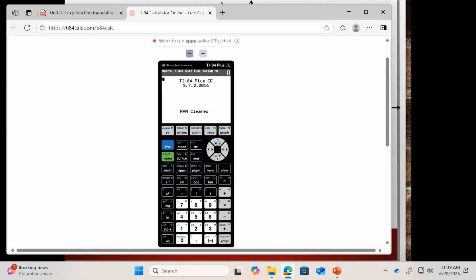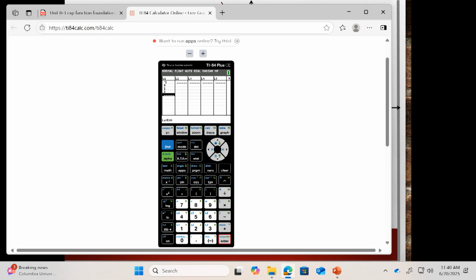So the first thing I'm going to do is put a table in. So I'm going to hit my stat button, which is right beside my cursors. So then once I hit that stat button, I'm going to hit number 1 to edit it. My L1 and my L2, that's like saying L1 is my X value, L2 is my Y value. So I'm going to go ahead and put the table in that we just got. So I have -1, 0, 1, 2.